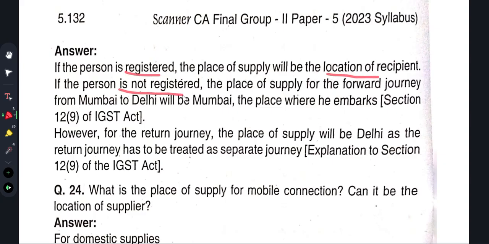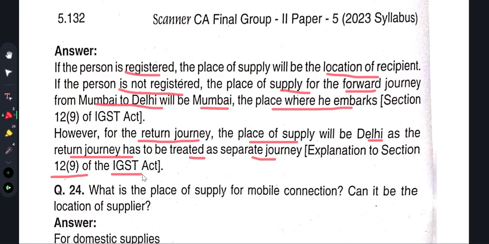If a person is not registered, the place of supply for the forward journey from Mumbai to Delhi will be Mumbai, the place where he embarks. However, in the return journey, the place of supply will be Delhi, as a return journey has to be treated as a separate journey. Explanation of section 19(1) of the IGST Act.